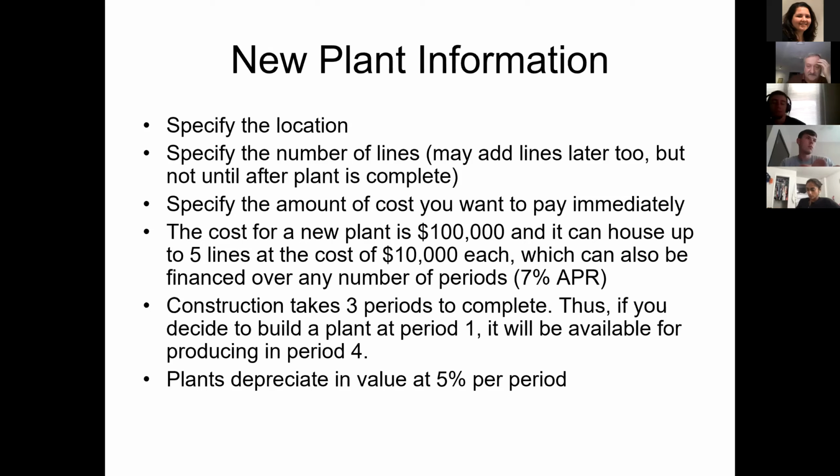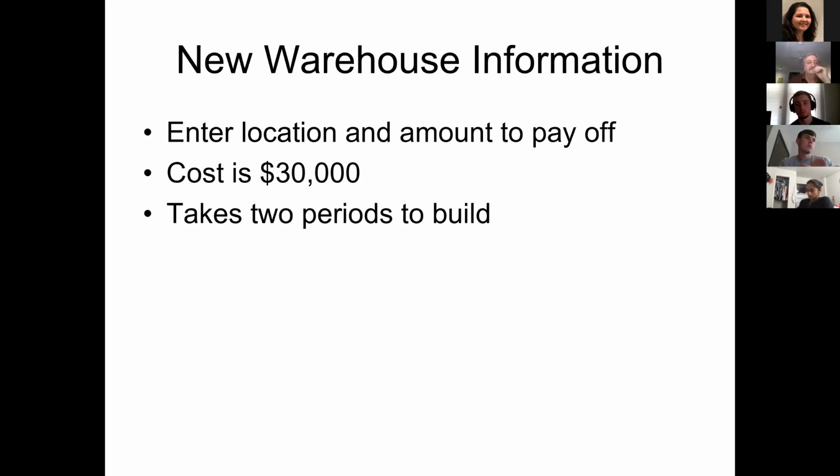Each new plant costs 100 grand and can have up to 5 lines. So if you decide to build a new plant with 5 new lines, that's 150 grand to start with. It takes 3 periods to complete. If you decide to build a plant in the first period, it will be available for production in the 4th period. Okay, warehouses cost 30 grand a piece and take 2 periods to build.